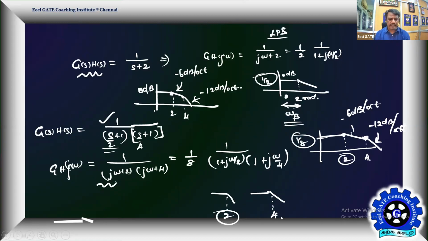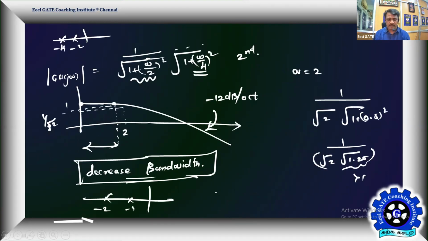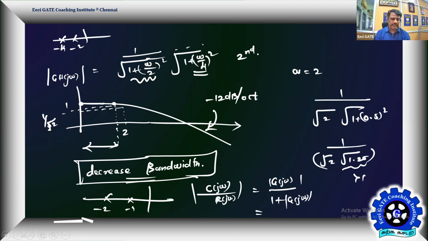So you have to view the closed loop system, modulus of C of j omega by R of j omega. That's the closed loop system. Then it is going to be G of j omega divided by 1 plus G of j omega. You take this modulus, that's the magnitude. What is happening? G of j omega bandwidth is changing, that is, the gain is decreasing. So if this gain is 1 by root 2, for example, it's 1 by root 2 divided by 1 plus 1 by root 2, you can think.